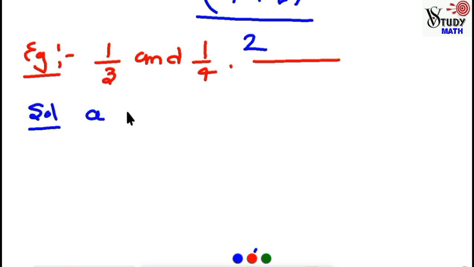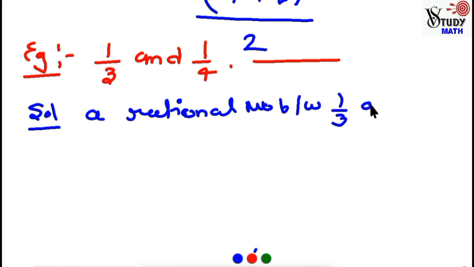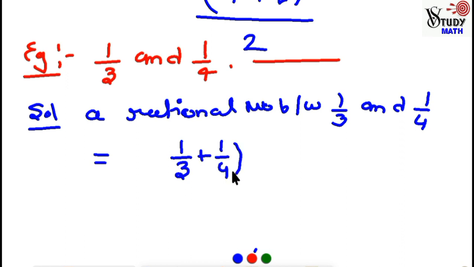Look here, a rational number between 1 by 3 and 1 by 4 is equal to, what I will tell you, we have to do the sum of both numbers: (1 by 3 plus 1 by 4) in a small bracket, and divided by 2. So 1 by 2 I am going to write here.